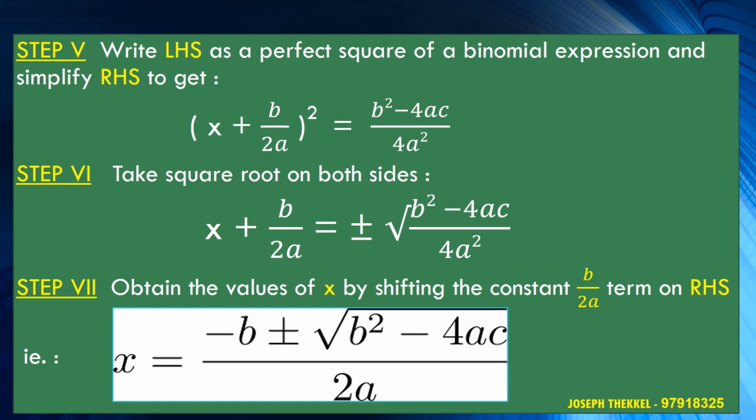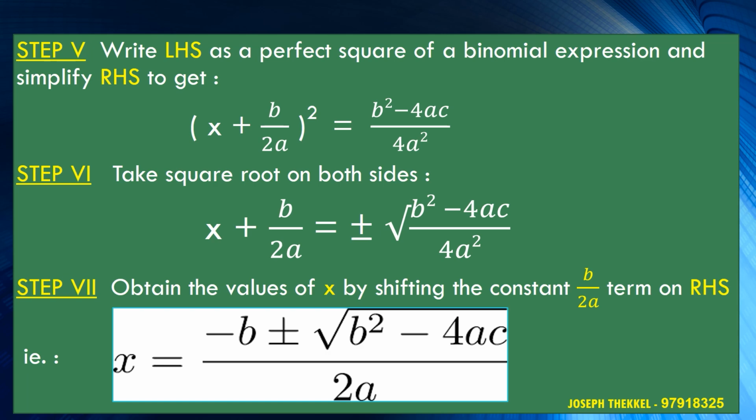Step 5. Write left hand side as a perfect square of a binomial expression and simplify right hand side to get (x plus b by 2a) whole square equal to (b squared minus 4ac) by 4a square. Step 6. Take square root on both sides.